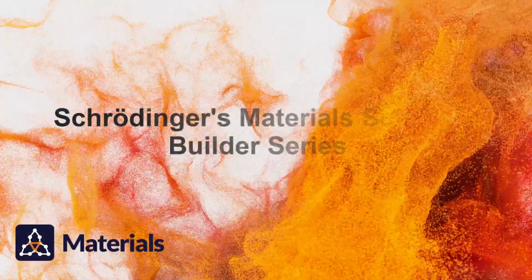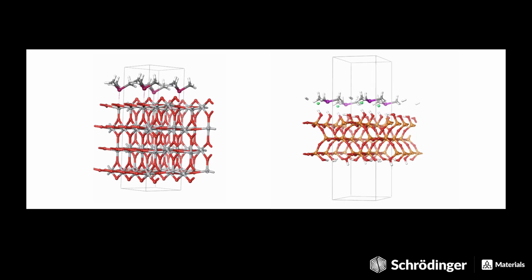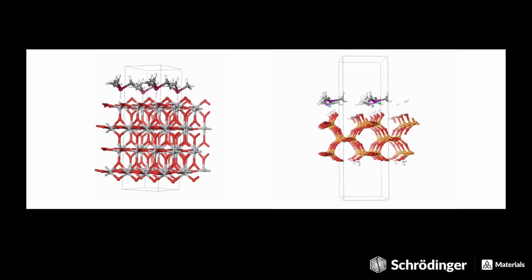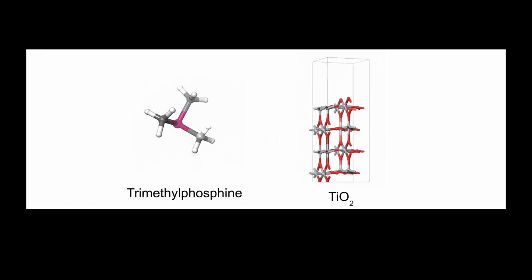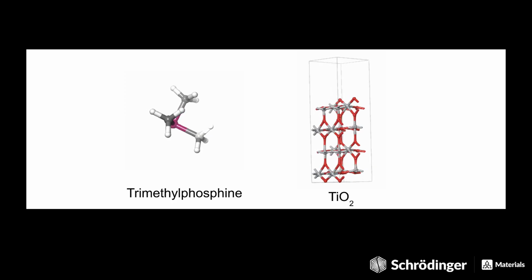This video highlights how to use the Enumerate Adsorbates panel within Schrödinger's materials science suite. It demonstrates how to construct adsorbate structures, specifically focusing on the molecular or dissociative adsorption of gas phase molecules onto a solid substrate. I'll demonstrate a trimethylphosphine molecule adsorbing on a titanium dioxide surface.